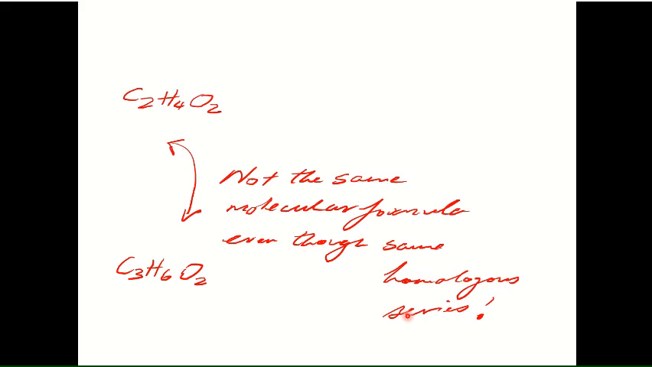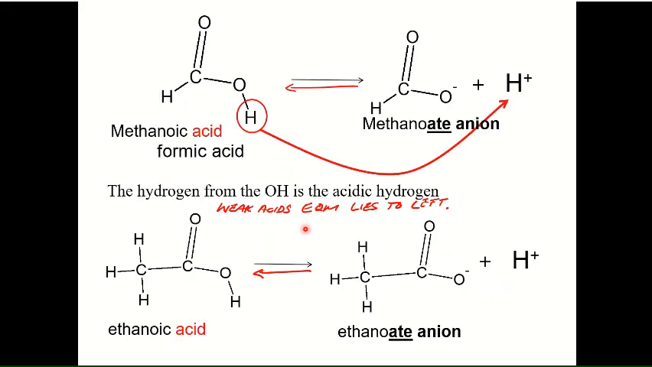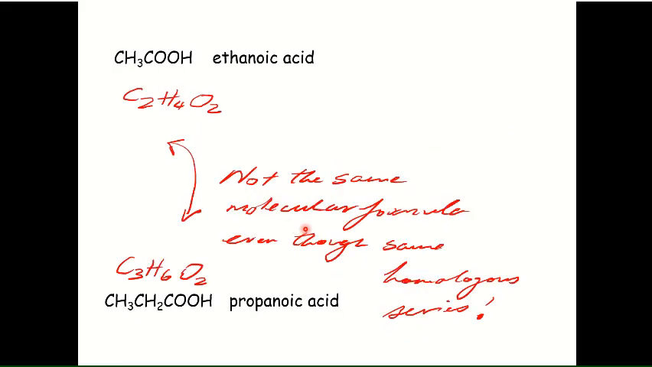Okay, so this slide is just showing you something slightly different. Is that they don't have the same molecular formula. I'm not sure what I was trying to show on that slide. Sorry, let's let it run. That's ethanoic acid and that's propanoic acid. And they don't have the same molecular formula. Well, it makes sense they wouldn't have because they've got different numbers of carbons. So I'm not sure what I'm trying to show there, to be honest.